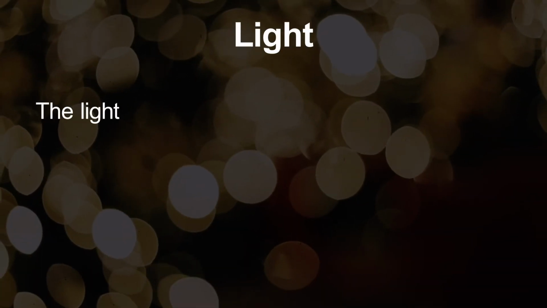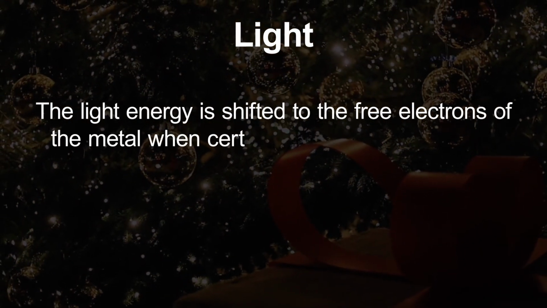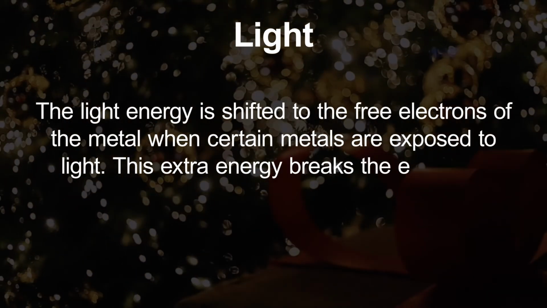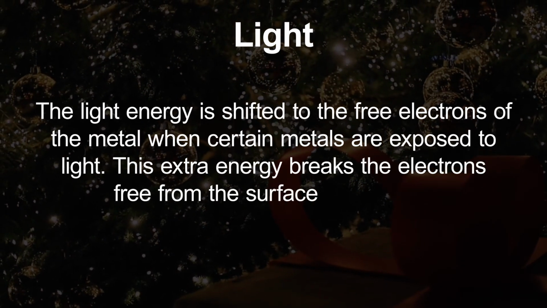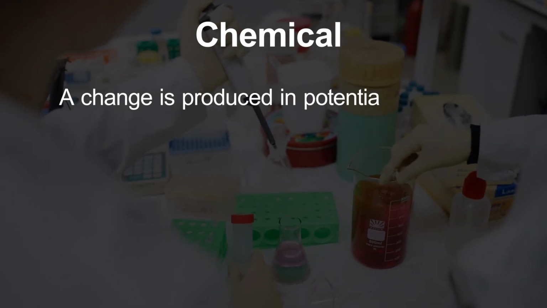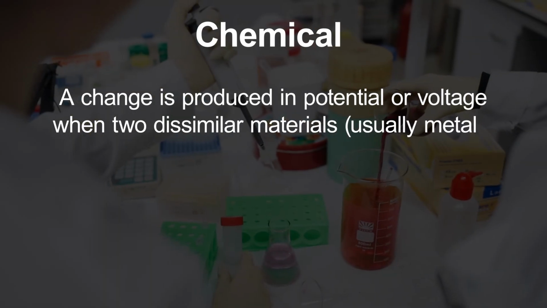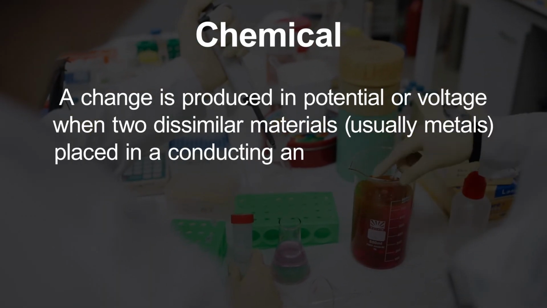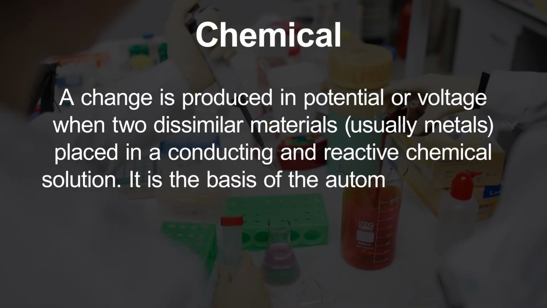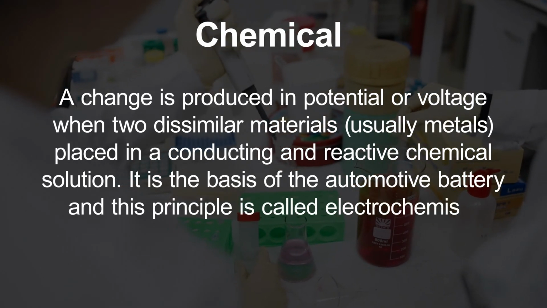Light. The light energy is shifted to the free electrons of the metal when certain metals are exposed to light. This extra energy breaks the electron free from the metal surface. Chemical. A change is produced in potential or voltage when two dissimilar materials, usually metals, are placed in a conducting and reactive chemical solution. It is the basis of the automotive battery and this principle is called electrochemistry.